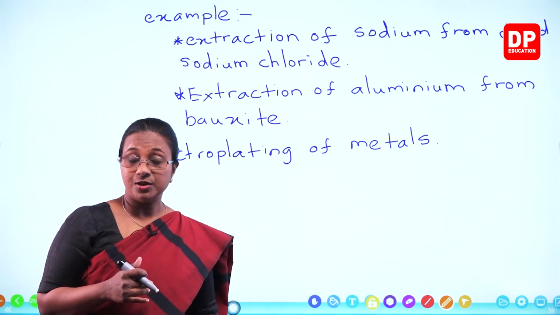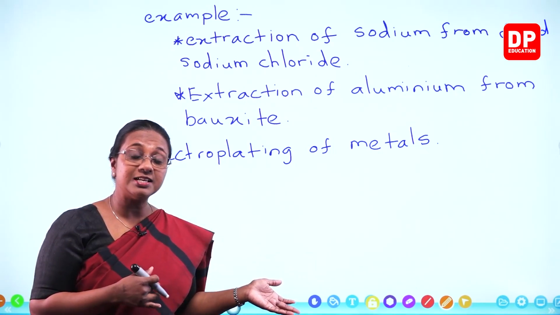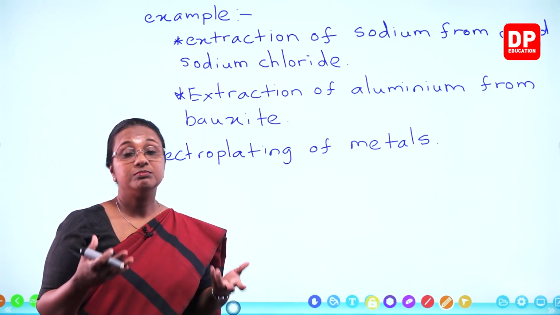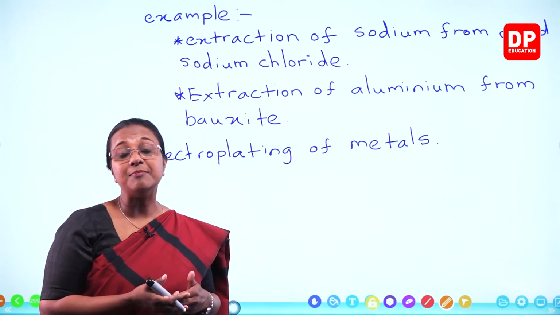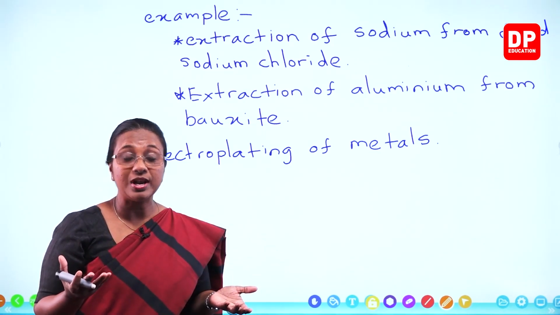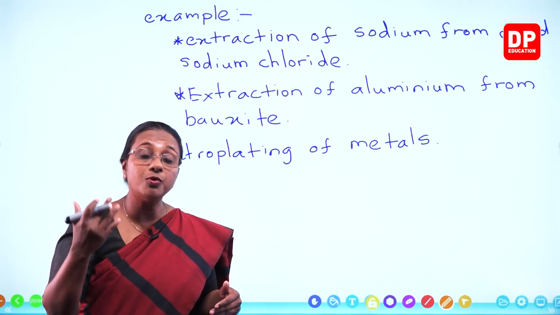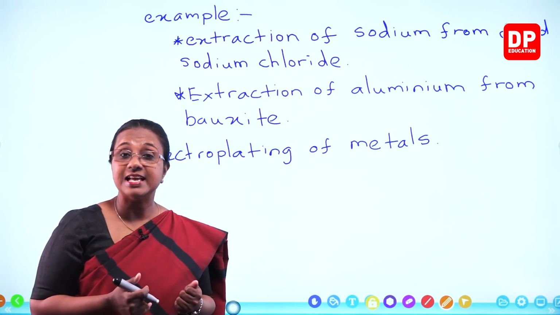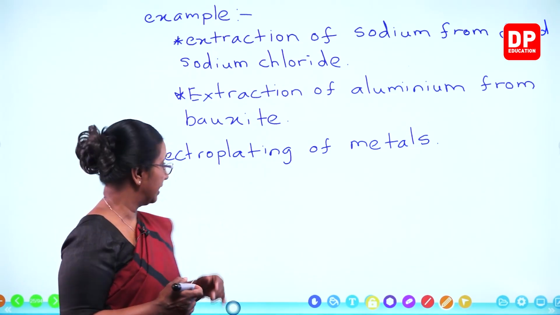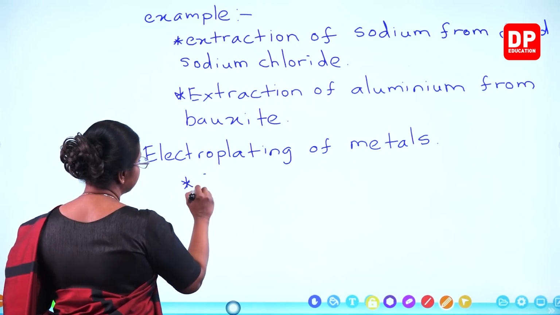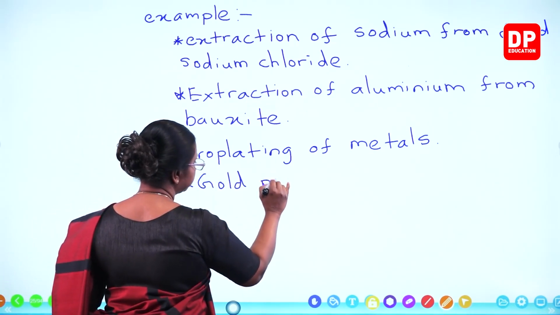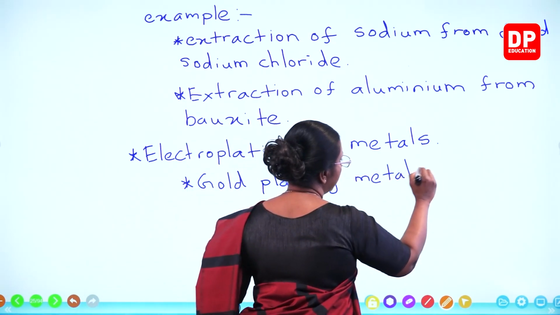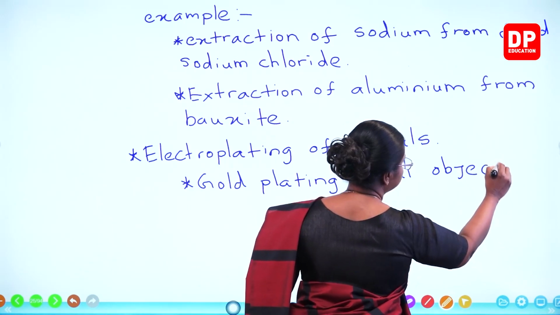As examples, what can you remember? When we started off the lesson, we discussed how gold is cleaned. There are gold jewelries that you get cleaned using electrolysis, or else the process of gold plating other metal objects. That is an example of electroplating of metals. So as examples we can say gold plating metal objects.